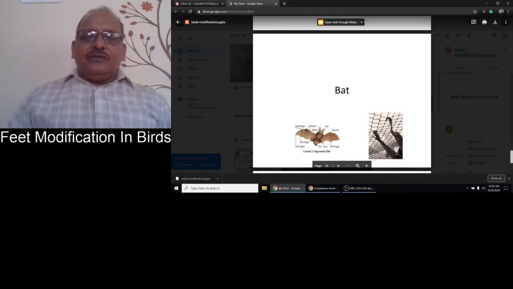These toes are called clinging toes, which show four toes. All four toes are in the forward direction so that it can catch or cling to a rod or wire inside the cage for a longer period.